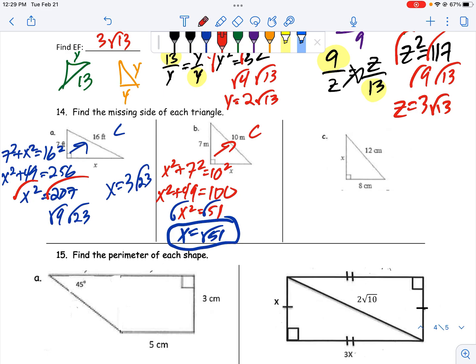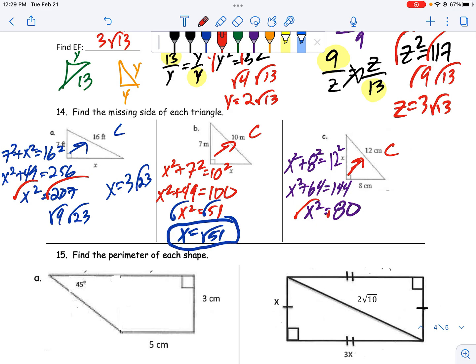All right, lastly, part C. 12 is my hypotenuse. It's across my right angle, so that is my C. This is also a triple multiple, a multiple of 3. No, it's not. Sorry, it is not, so ignore that. This is not a triple multiple, so don't worry about it. So I get x squared equals 80.